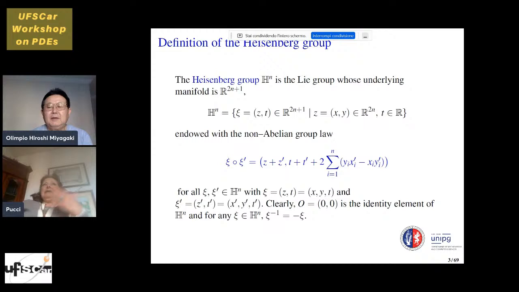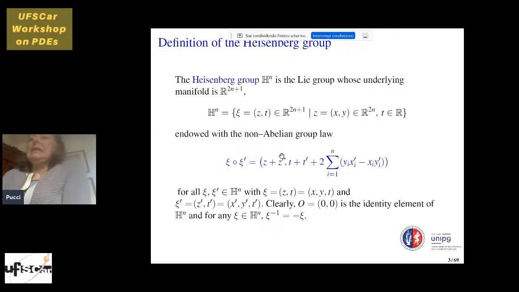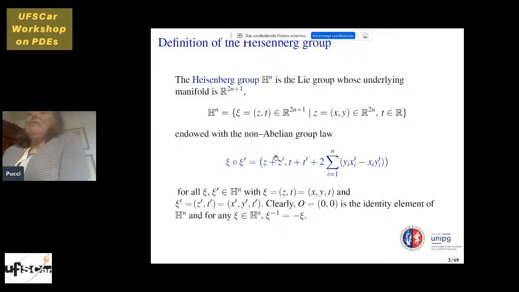The title contains the main difference between the Euclidean case and the Heisenberg group, which is very much evident. I will just say a few words about that. So this Heisenberg group is a Lie group whose underlying manifold has dimension 2n plus 1. It is defined in this way, with a non-abelian group law given in this form, where xi, xi prime are in Hn and are these couples, as I said. With O, I denote the identity element in Hn with these two components. The inverse in this group is just minus xi.